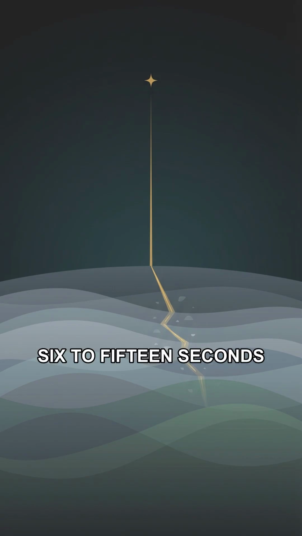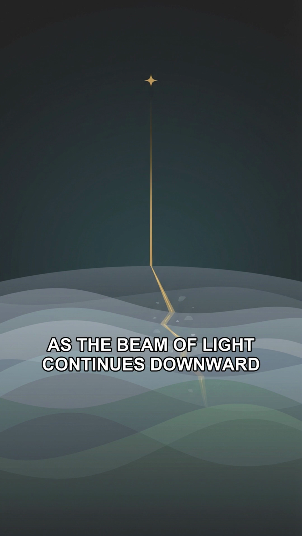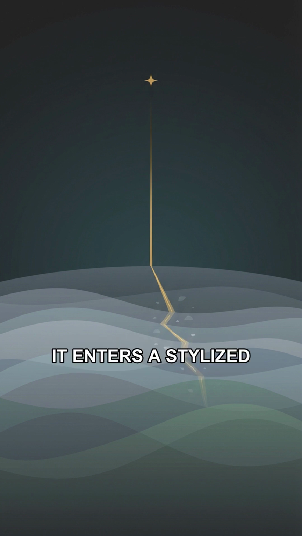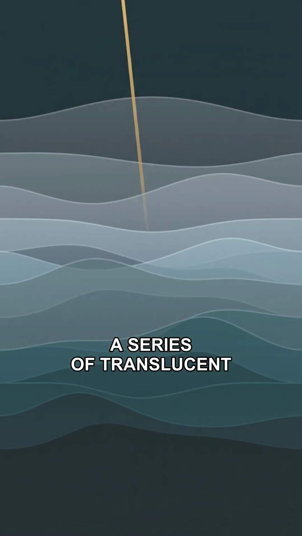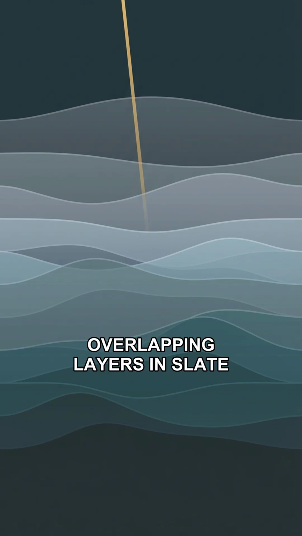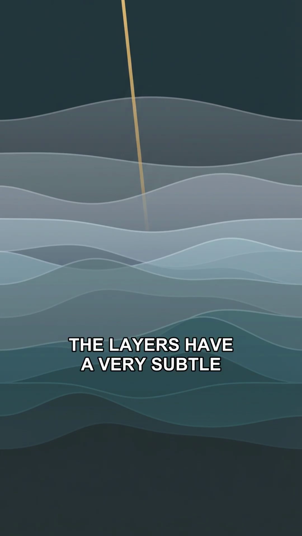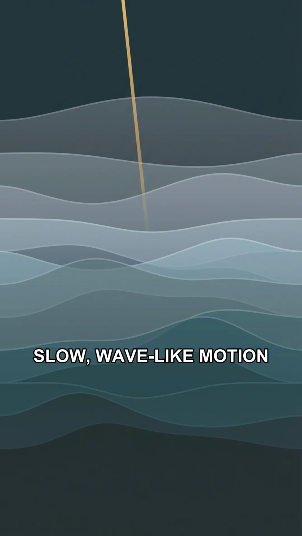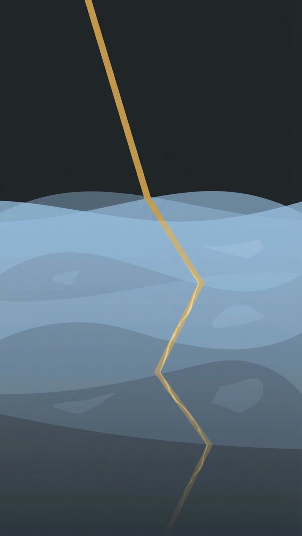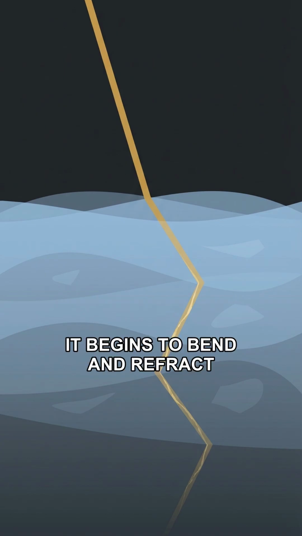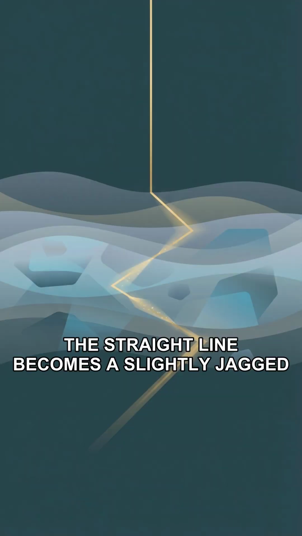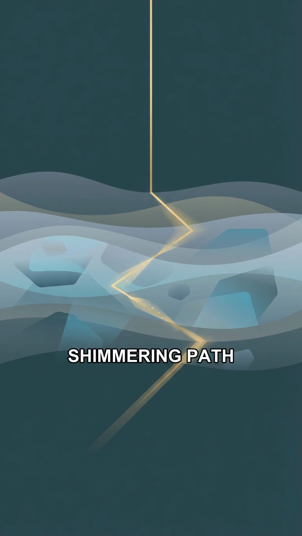6 to 15 seconds. Scene. As the beam of light continues downward, it enters a stylized representation of the atmosphere, a series of translucent, overlapping layers in slate gray and soft blue. The layers have a very subtle, slow, wave-like motion. Action. The moment the light beam enters the top layer, it begins to bend and refract. The straight line becomes a slightly jagged, shimmering path.